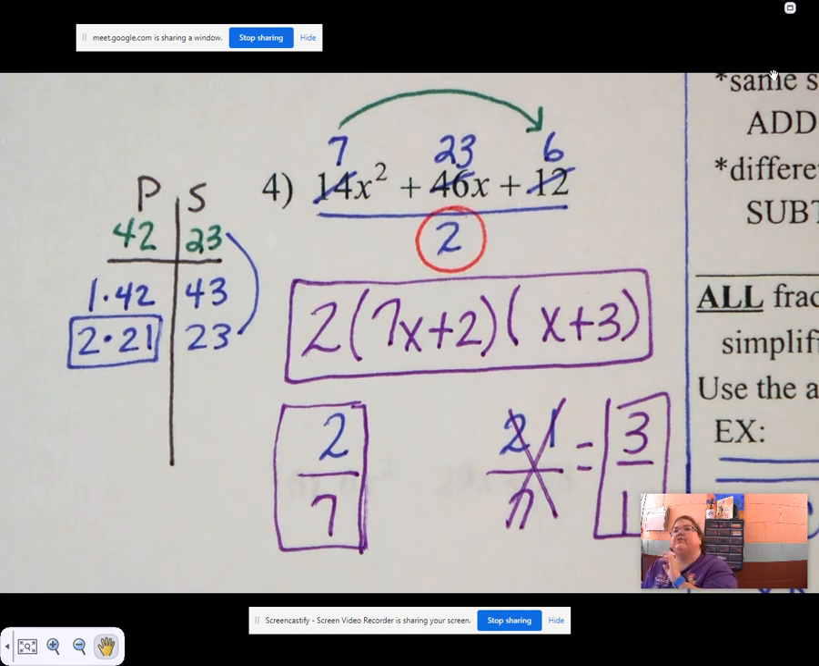If you leave off the GCF, is it still correct? No. All of that has to be there to be the correct answer. Questions? Not yet? Okay.